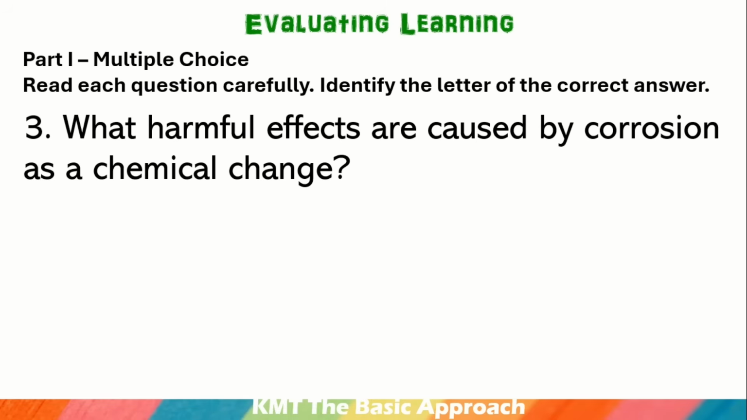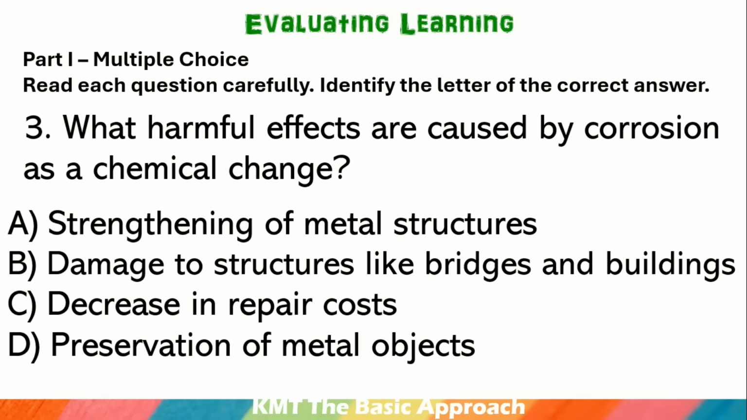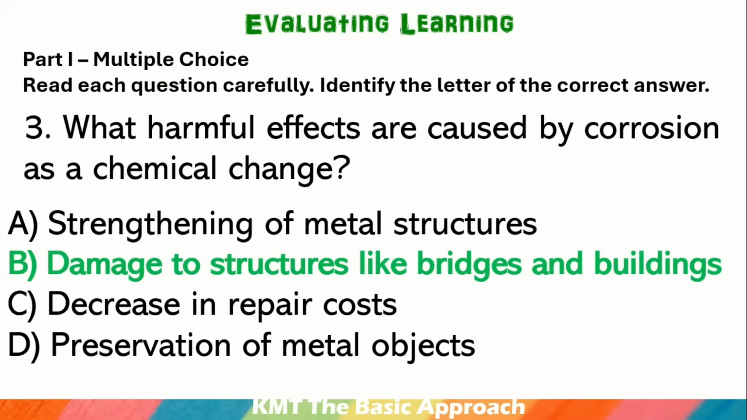Number 3. What harmful effects are caused by corrosion as a chemical change? A. Strengthening of metal structures. B. Damage to structures like bridges and buildings. C. Decrease in repair costs. D. Preservation of metal objects. What is the correct answer? Correct! Letter B. Damage to structures like bridges and buildings.